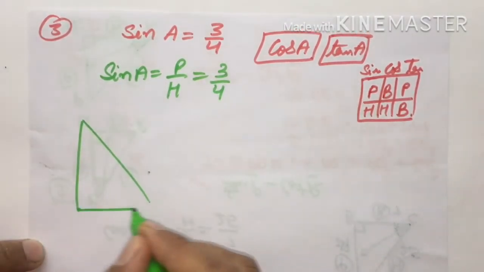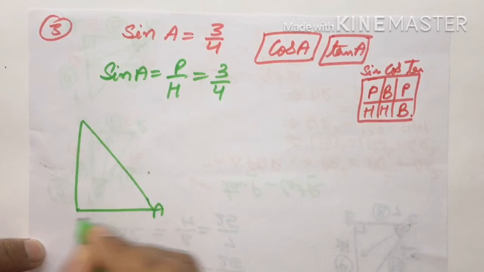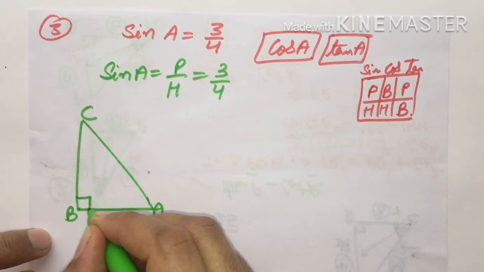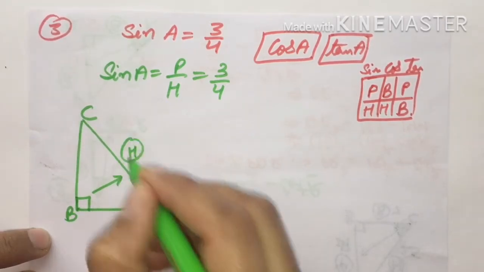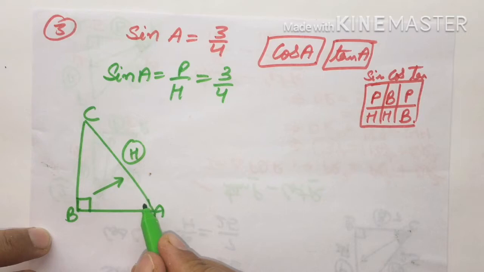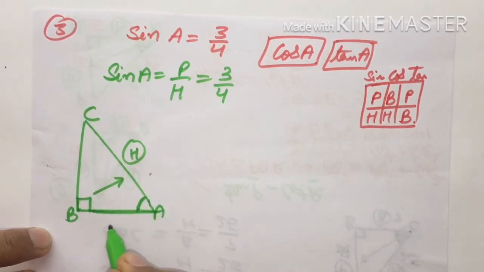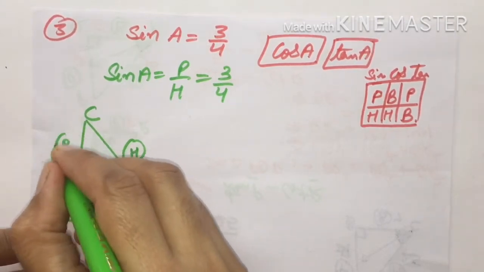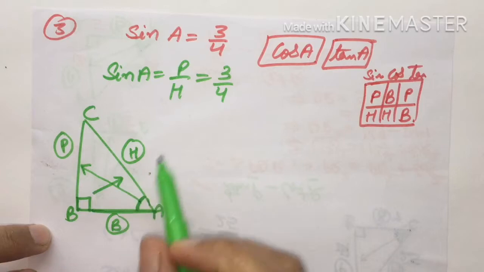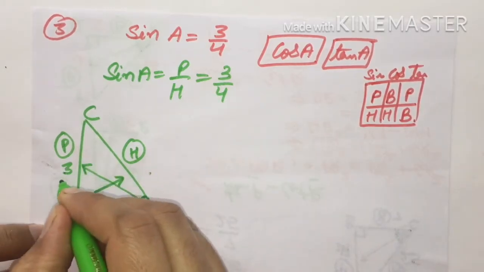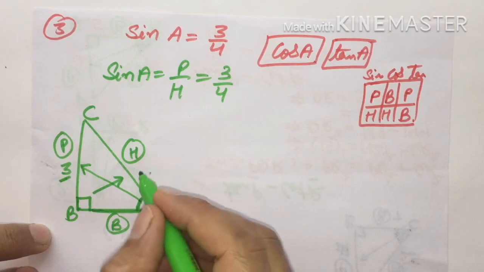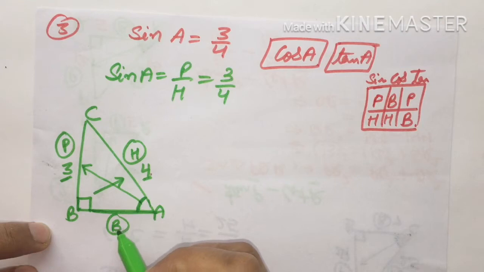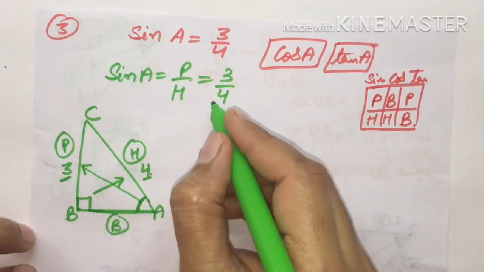So let's draw a triangle A, B and C. This is 90 degree here. So this is hypotenuse. So we are talking about A, reference angle. So this is base, and opposite to this reference angle, this is perpendicular. So perpendicular is 3 means this is 3. Hypotenuse is 4 means this is 4. We need to find out the third side. Base we don't know, so we will apply the Pythagoras theorem again.